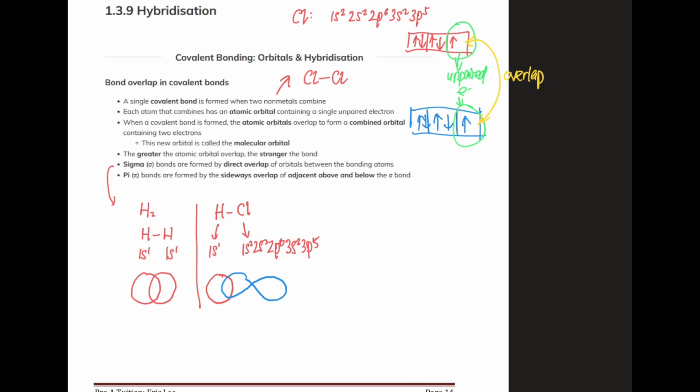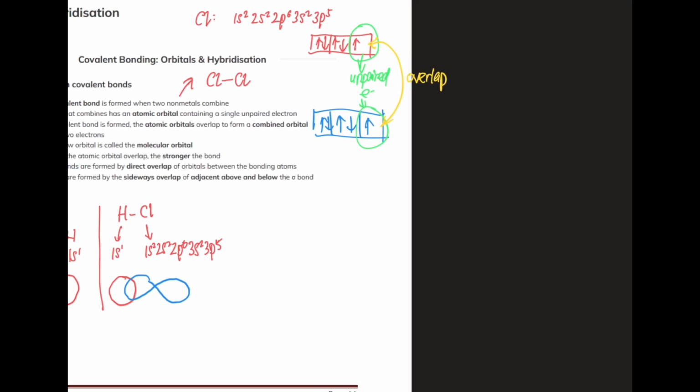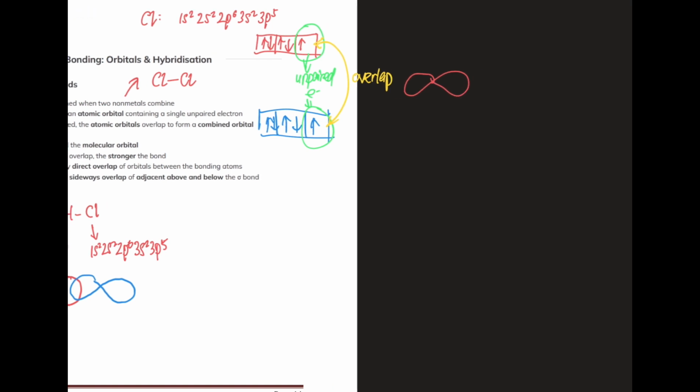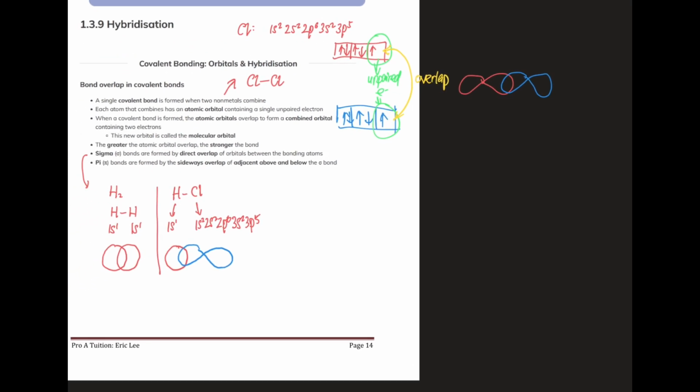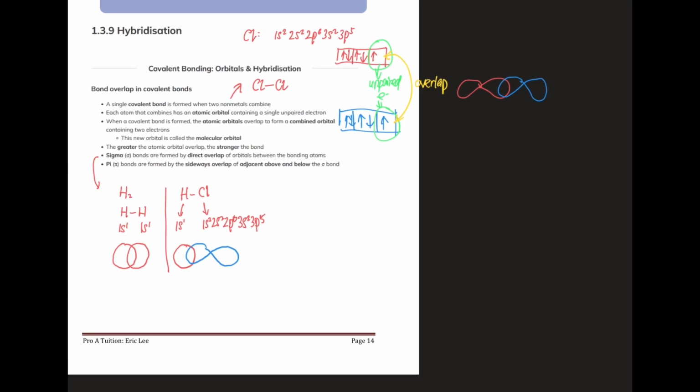Chlorine and chlorine, for example, is the p orbital overlapping with the p orbital. So the picture is going to be like this. One dumbbell overlaps with another dumbbell. P and P overlap. So all these are direct overlap. Which means so far we have 3 direct overlaps. This is the first, this is the second, this is the third. Direct overlap forms a sigma bond. Sigma bond involves hybridization, just for your information. We will see in detail later.